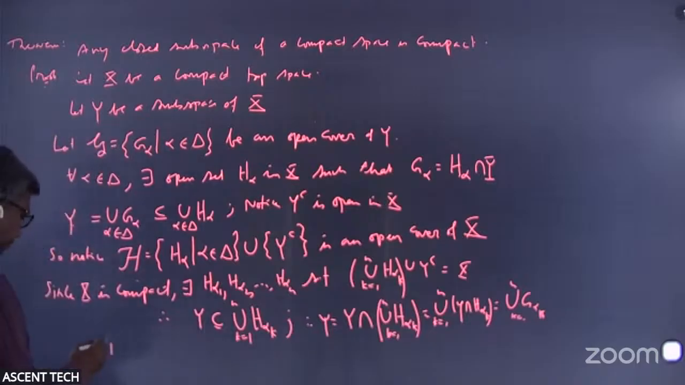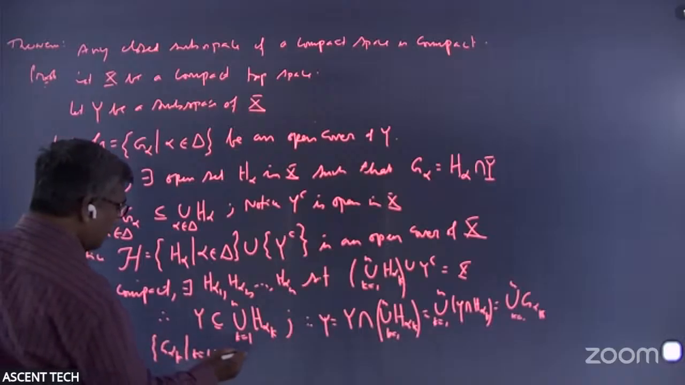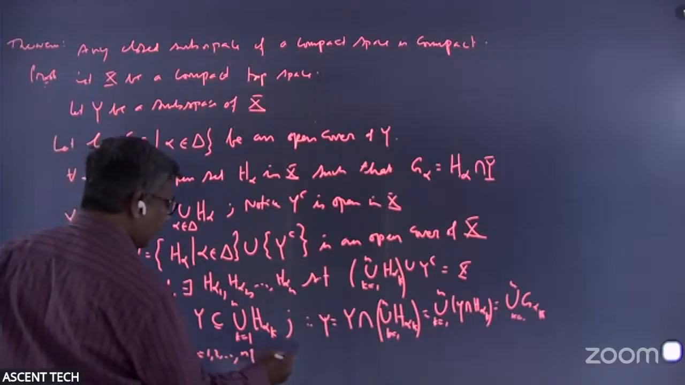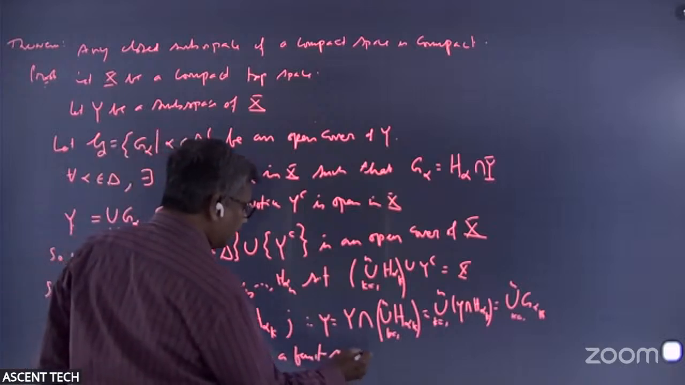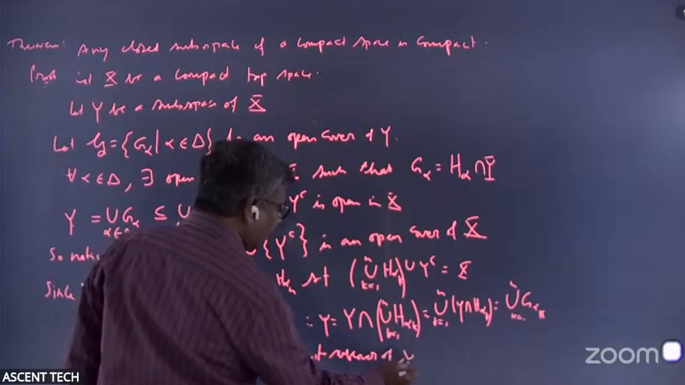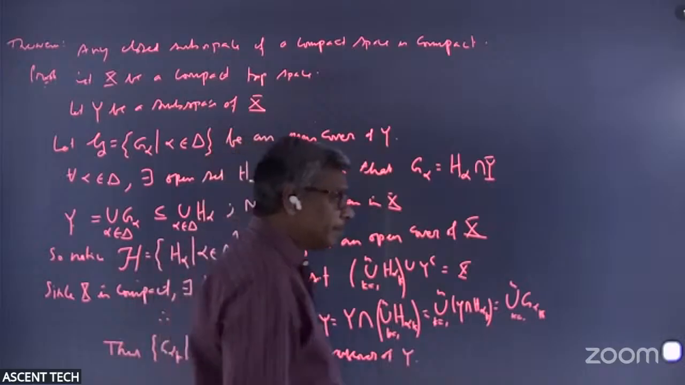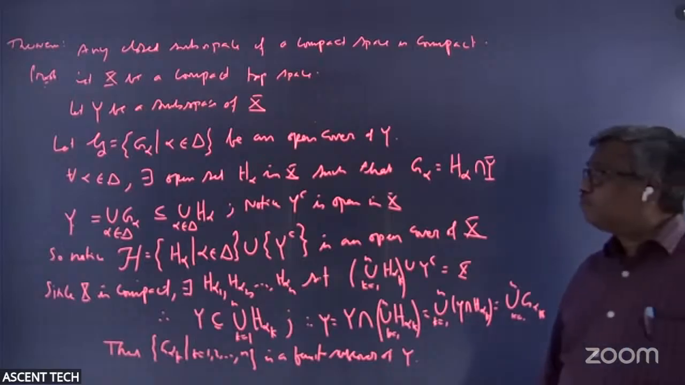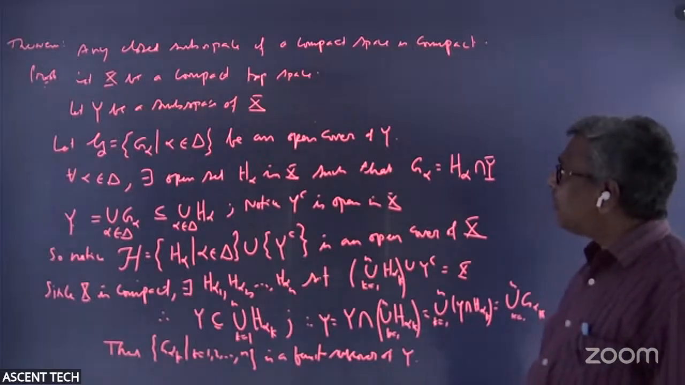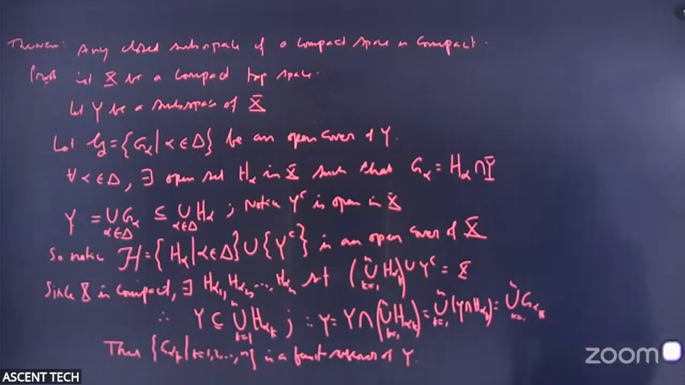Thus, G alpha k, k equal to 1 to n, is a finite subcover of Y. So this proves that Y is compact. Okay. So every closed subspace of a compact topological space is compact. Clear, right?